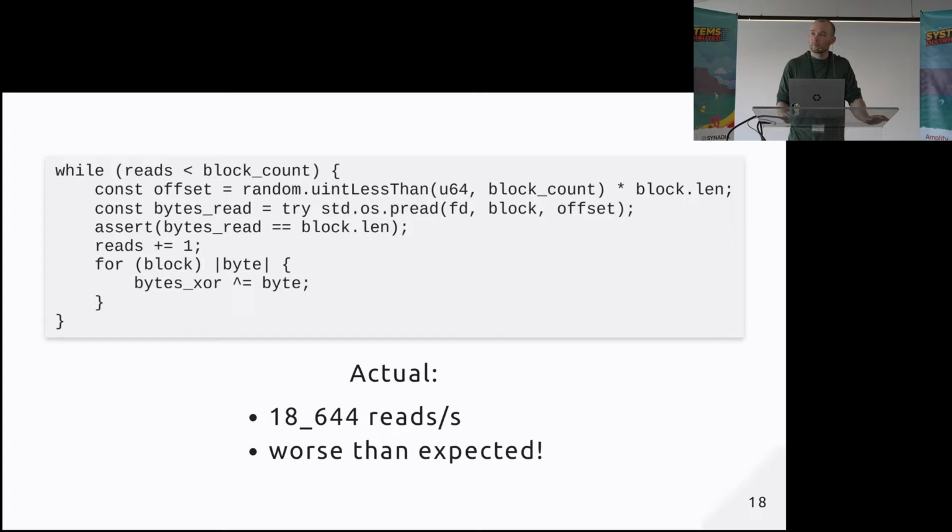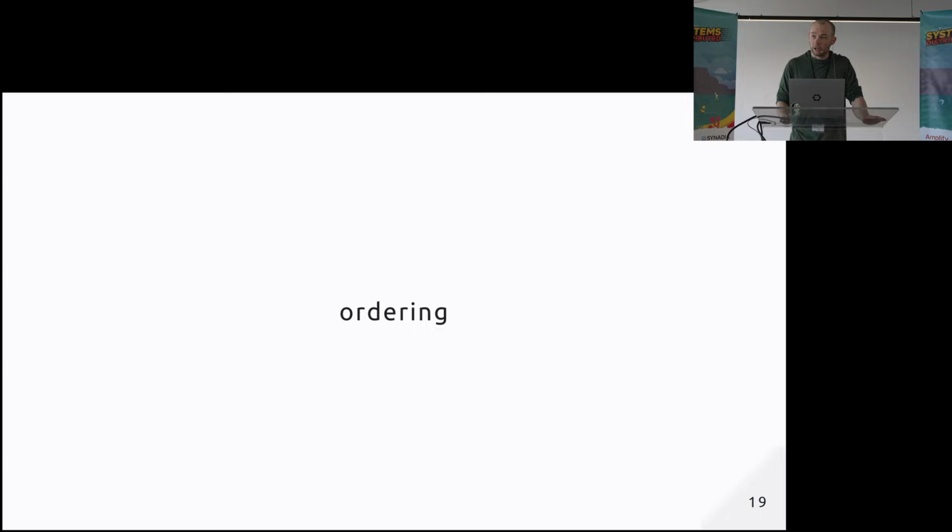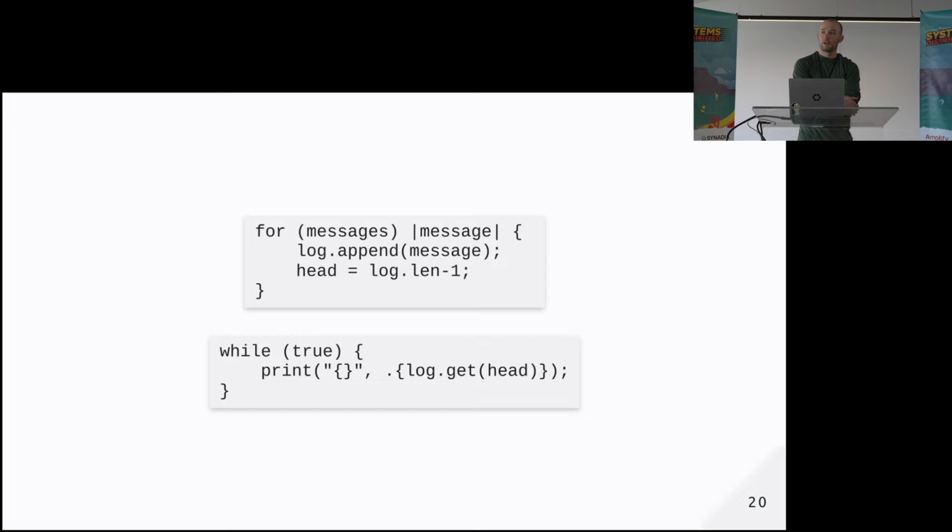So another big difference is constructs for ordering. Here's some simple code running in two different threads. The first thread is taking some messages, and it's going to append them to a log and update a variable which points at the end of the log. And the other thread is just in a loop printing out whatever message is at the head of the log. And if you actually run this, this will probably segfault.